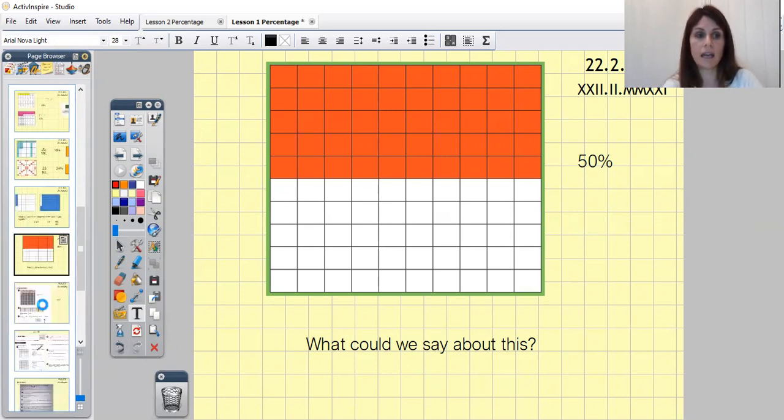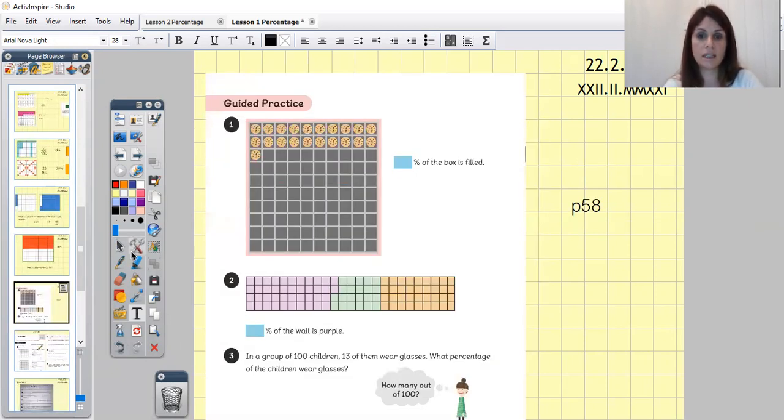So let's have a look at your work for today. This is your guided practice that you're going to be doing. So you have to start off by telling us what percentage of that box is filled. So just like in your in focus, you need to think about it in terms of a fraction and then convert that to a decimal. So remember, if it's out of 100, that number is your percentage. So if I said 37 out of 100, it means it would be 37%.